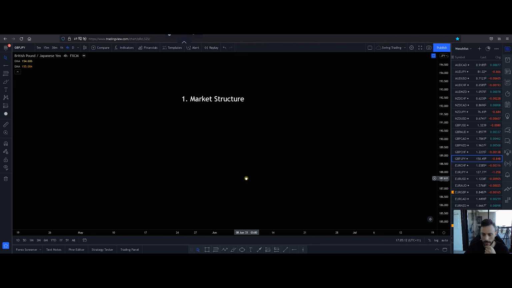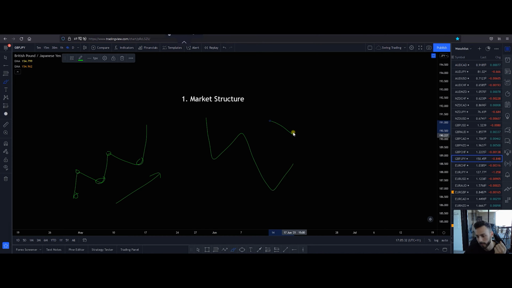So first things first, market structure. All right, the first thing to identify with the Forex market is that it always moves in different waves, okay? So for market structure, we can either have an uptrend market, prices making higher lows and higher highs. We can have a downtrend market, prices making lower highs and lower lows, or we can have a consolidation, prices making the same highs and the same lows, okay?